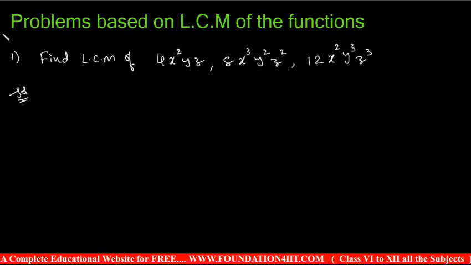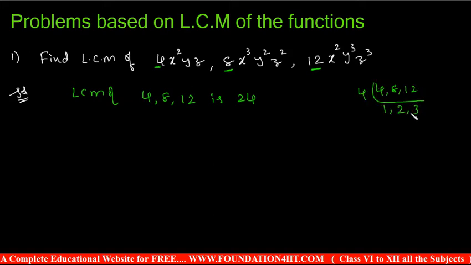numbers first. Here the numbers are 4, 8 and 12. For 4, 8, 12 we can find out the LCM. So LCM of 4, 8, 12 is 24. We know that the normal method can also be applied. 4, 8, 12, a 4 table, 1, 2, 3. Again 2. Yeah, the normal least common multiple process if you apply, 4 2 is 8, 8 3 is 24. So the number is 24.